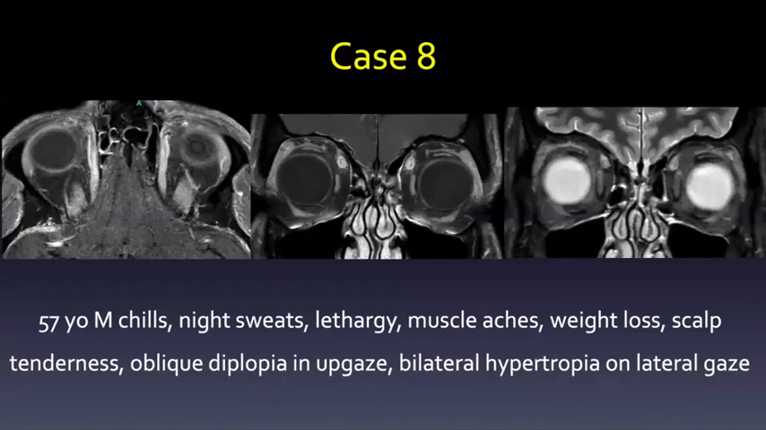He had adopted a chin-up position to compensate, and there was a hypertropia bilaterally on lateral gaze, suggesting a bilateral superior oblique abnormality. Here on imaging, he had bilateral enlargement and enhancement of the superior oblique muscles with surrounding fat stranding, consistent with a bilateral superior oblique muscle myositis.